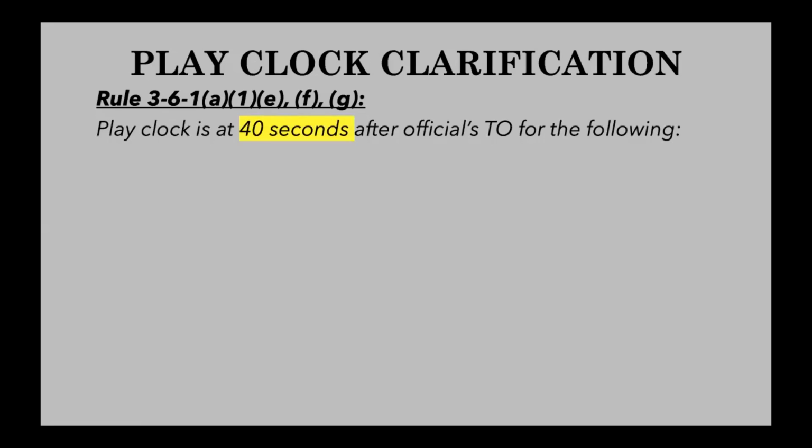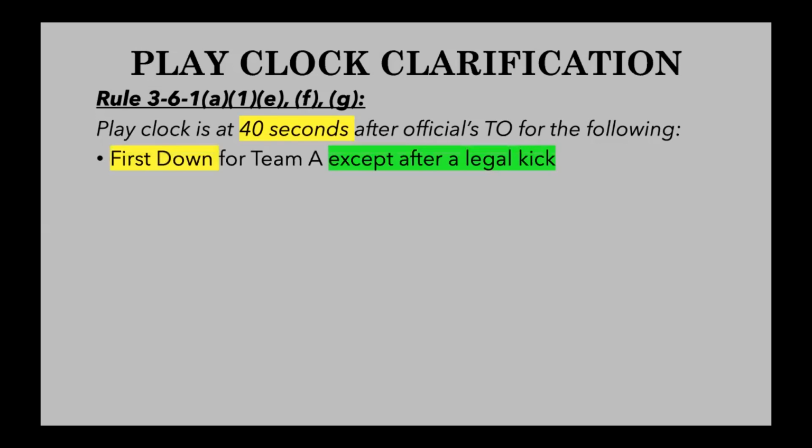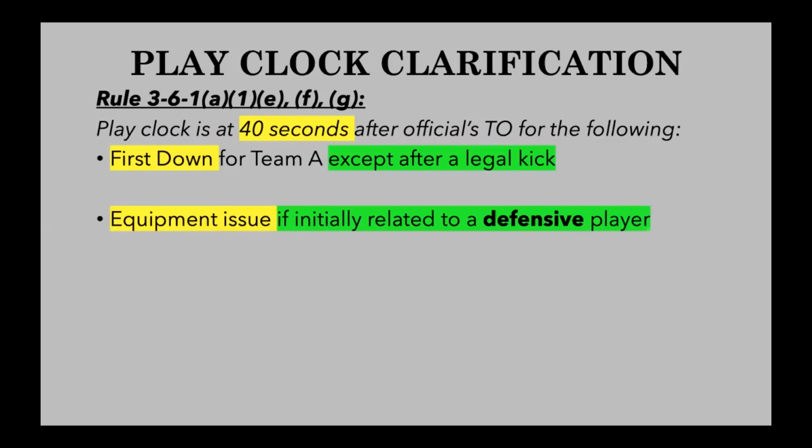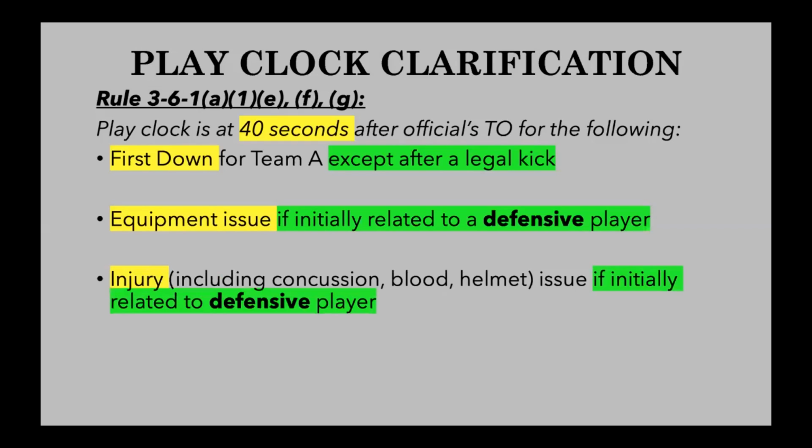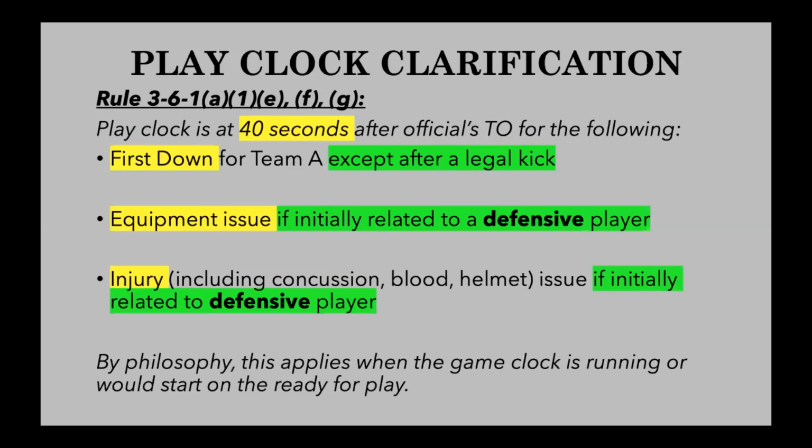Generally, after an official's timeout, we go to 25 seconds. But there are a few situations where after an official's timeout, the play clock goes to 40. And that's when there's a first down for Team A, except after a legal kick. When there's an equipment issue, if it's initially related to a defensive player, and an injury situation, if initially related to a defensive player. By philosophy, though, this really only applies when the game clock is running or when the game clock would next start on the ready for play. And we'll talk about this on the next slide.